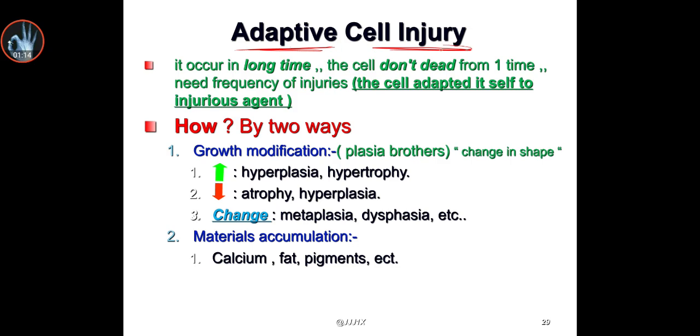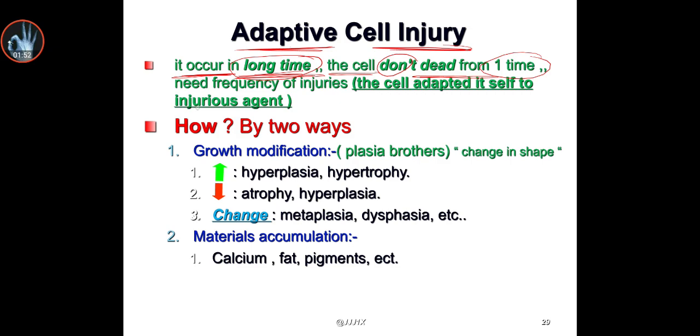So adaptive cell injury occurs over a long time، يعني تحدث بعد فترة طويلة. The cell does not die from the first time. So for example when you smoke, the cell will not die and it will not change unless it takes a long period of time. يعني خلية ما راح تموت بمجرد انك مدخن، ولا راح تتحول او تتغير بمجرد اول سيجارة او ثاني سيجارة. لازم تأخذ فترة زمنية شوي طويلة.